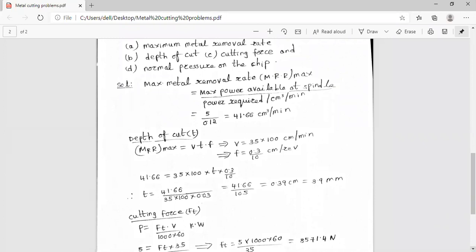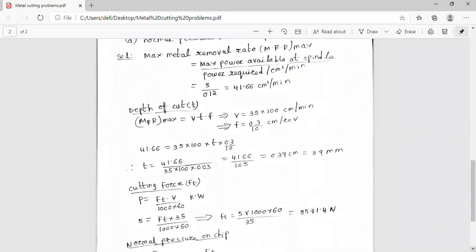Next, cutting force. Cutting force is equal to Ft. What is Ft? The horizontal component of the force. P is equal to Ft into V by 1000 into 60. So that is the thing.